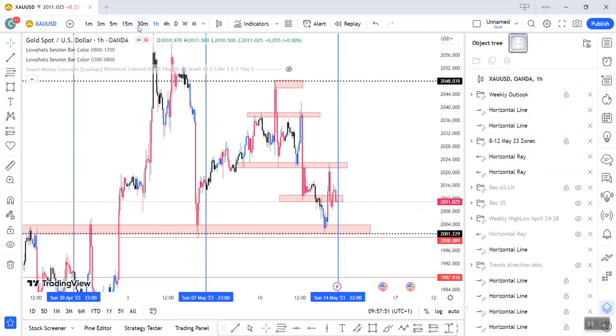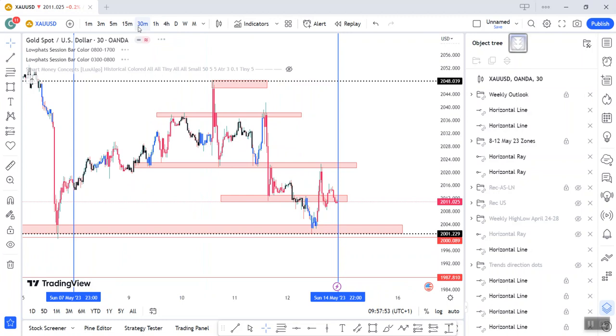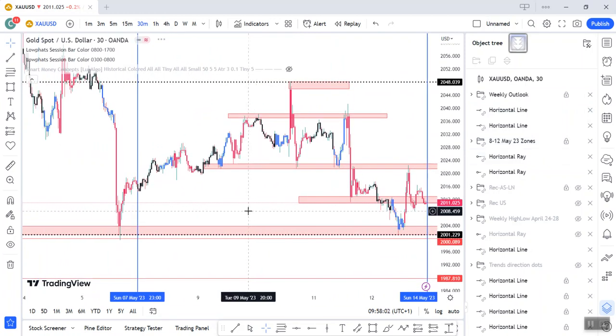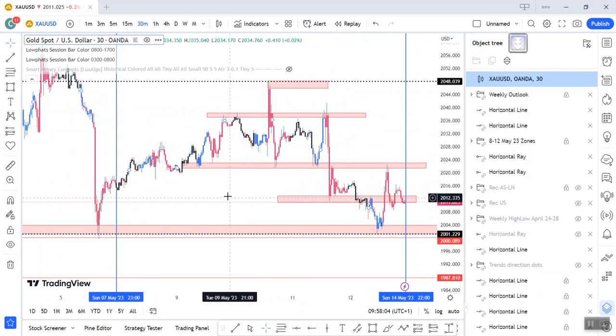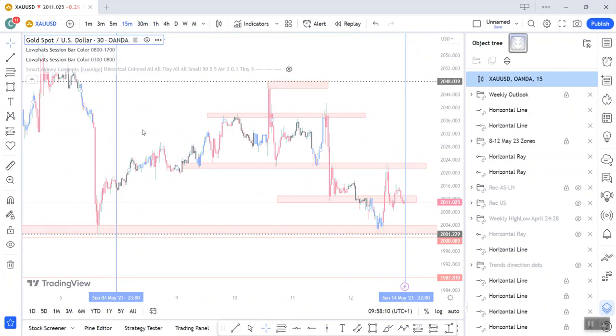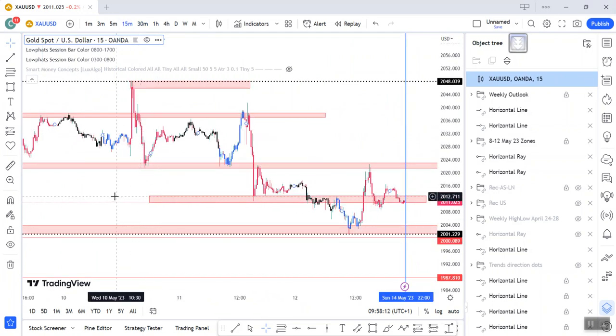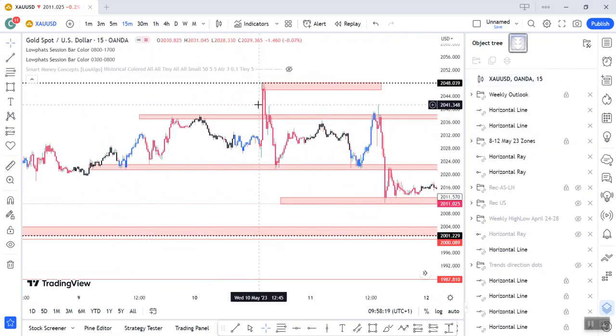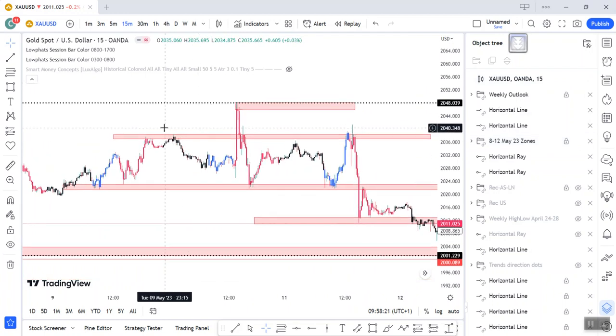So if you go to a lower time frame, 30 minutes time frame, because I normally take trades at 15 minutes time frame, 15 or 5, as the case may be. So if you look at all these trades, you see that there are reactions at these zones I mentioned.